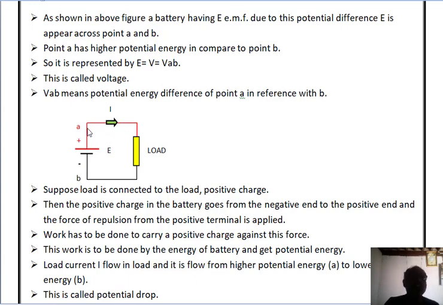This work is done by energy, and the charge gets potential energy. Now, due to this closed circuit and the EMF provided by this battery, the load current I starts to flow through the load, and it flows from higher potential to lower potential. That means it flows from point A to B, and this is called voltage drop.